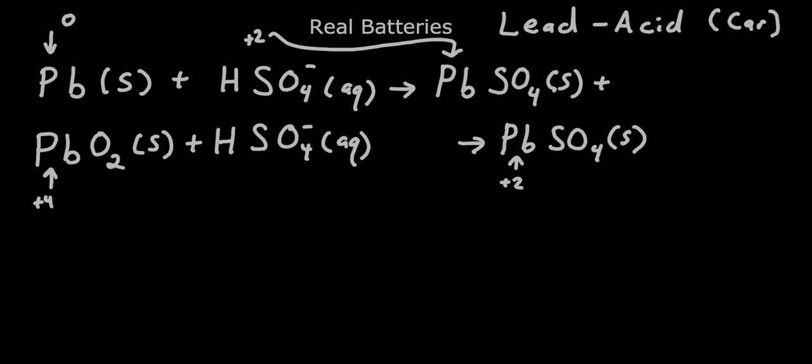So we can see that we have lead 0 on the left, and we have lead +2. We know the sulfate ion's -2, so the lead must be +2. So it looks like we oxidized the lead, and then it lost 2 electrons. If we look at the bottom reaction, we had lead 4, and we went to lead 2, so it looks like we gained 2 electrons. Let's put that 2 electrons.